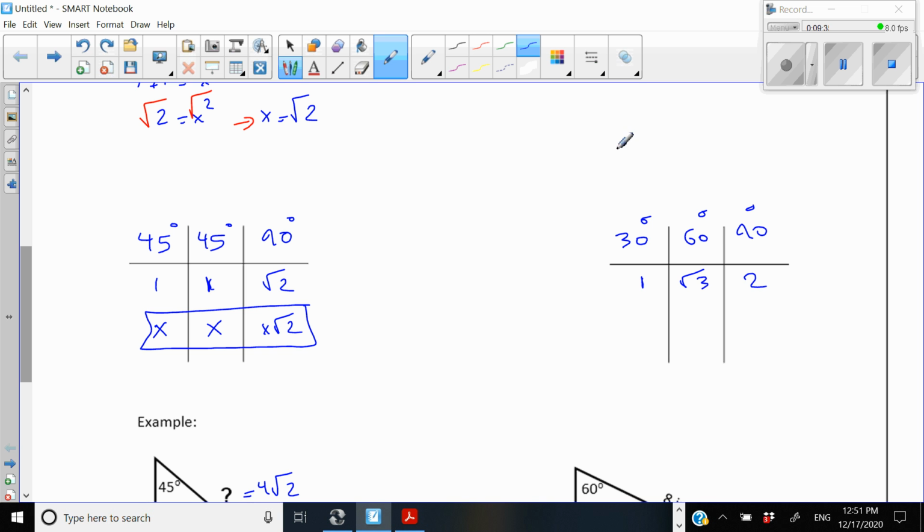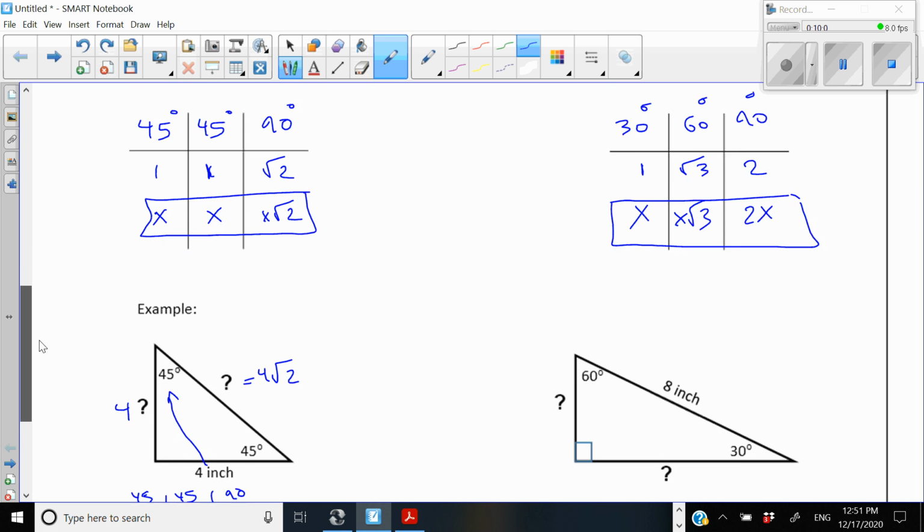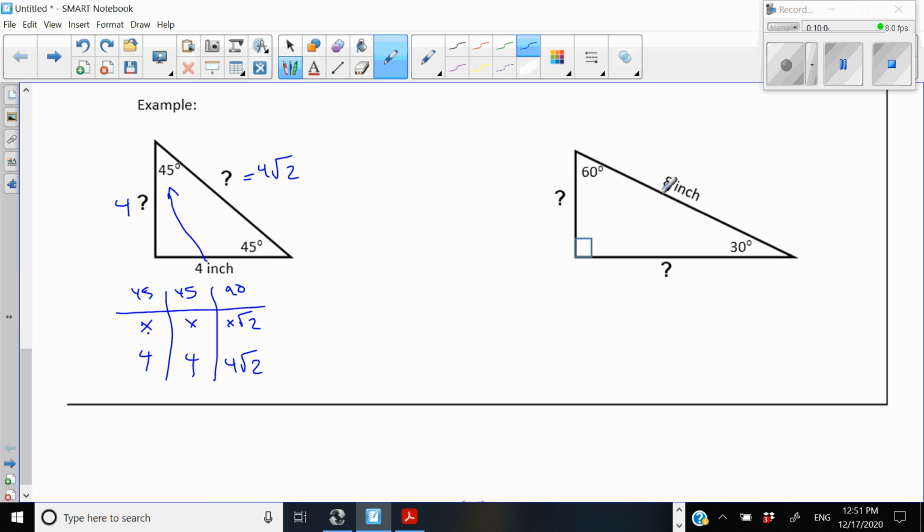I can generalize this again, and let's consider if a side which is opposite 30 is x, the measure of that side is x, the other one is x times radical 3, and the one which is opposite 90 is 2 times x. So I can use this ratio, the ratio that I see here, for all kind of 30, 60, 90 triangles. Let's try that here. So in this triangle, I have the hypotenuse as 8 inches. That means it's the one which is opposite 90.